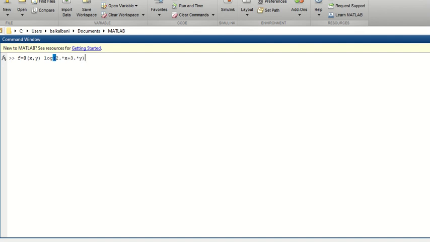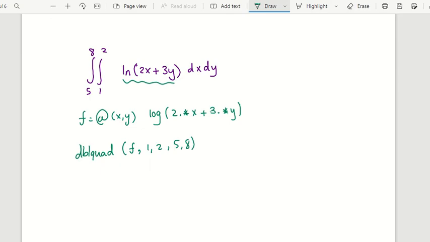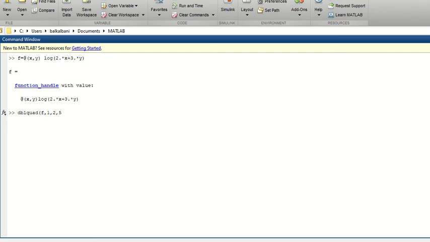Enter. Then we say double integral dbl cubed of f, comma, x from 1 to 2 and y from 5 to 8. Enter. So the answer will be 93193. So be careful about it. If you don't add the dot, you will not get the answer. You will get some error. So it is better to add the dot.